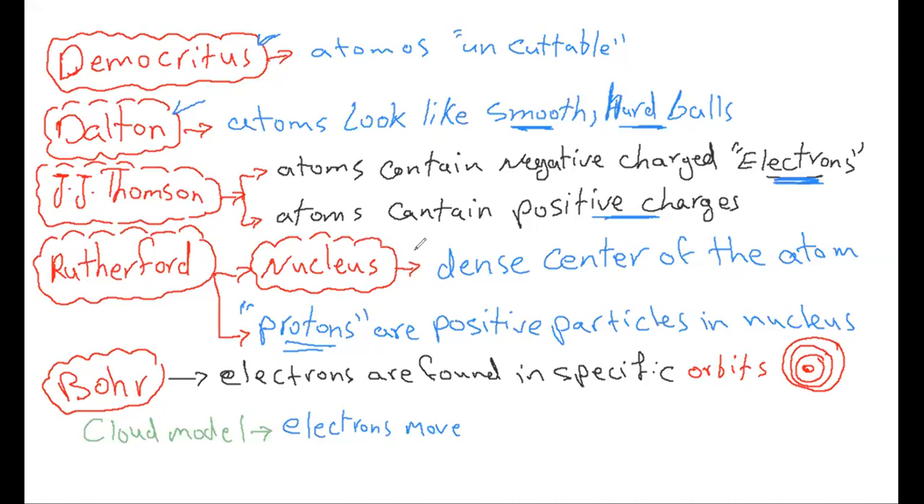So again, as we said, the cloud model, they said that electrons move rapidly within a cloud region around the nucleus.